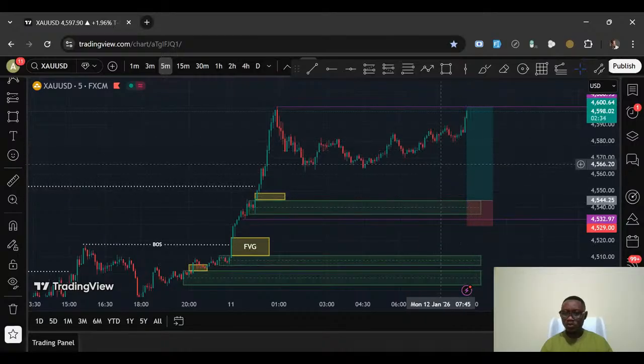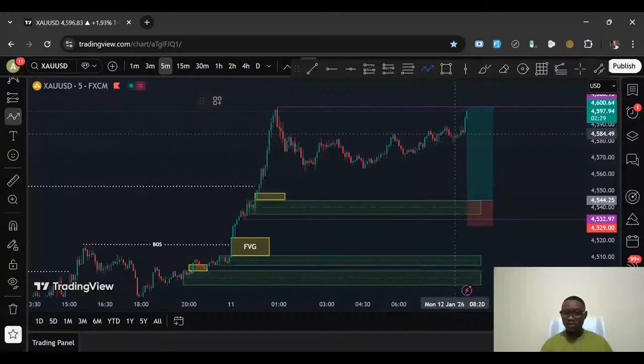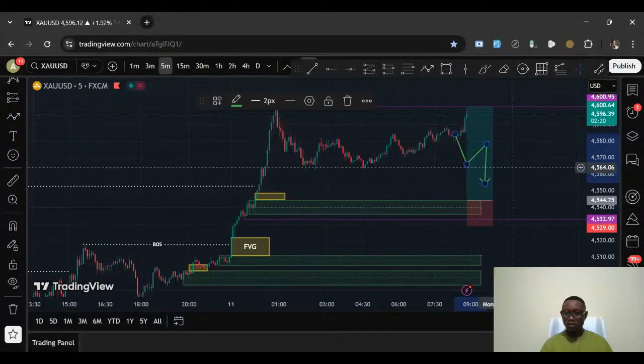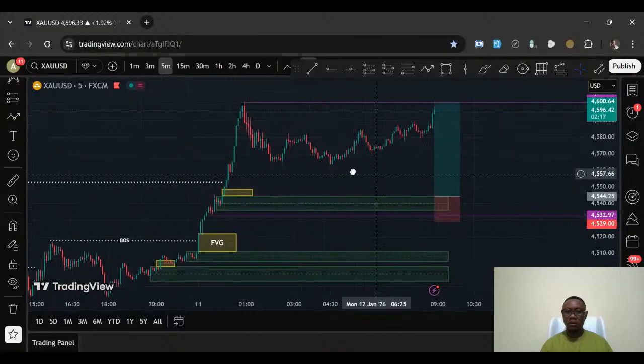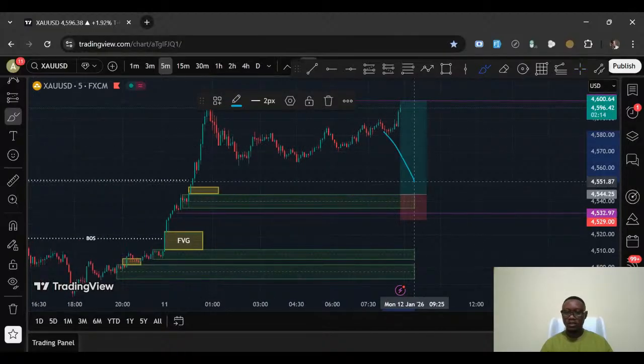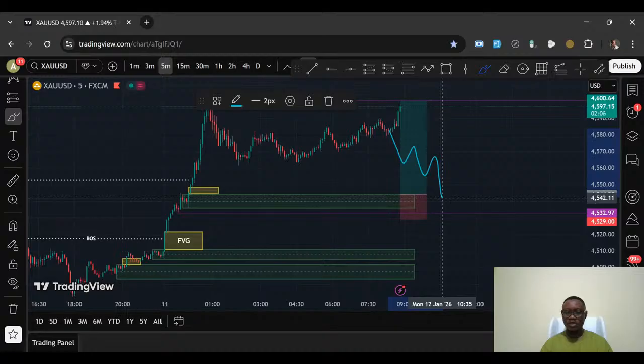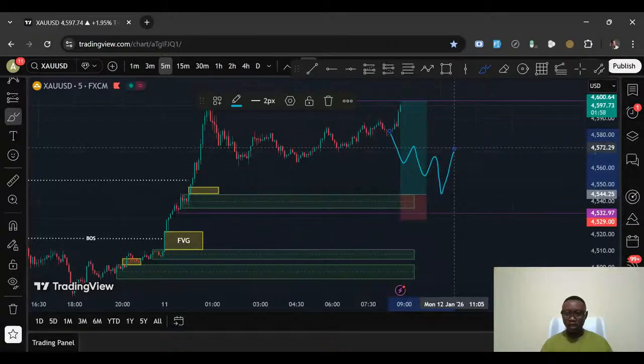Again, when price moves 50%, because price might do something like this. Price might do this. Price might do something like this, right? And tap into the zone. Then create an inducement, right? Down to this zone.